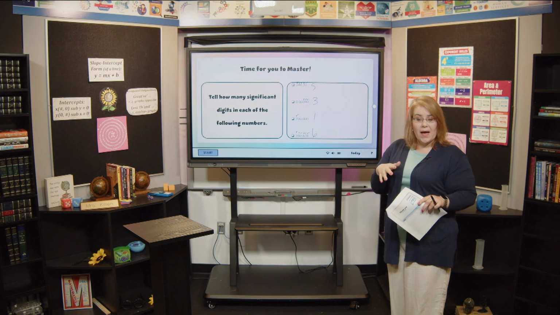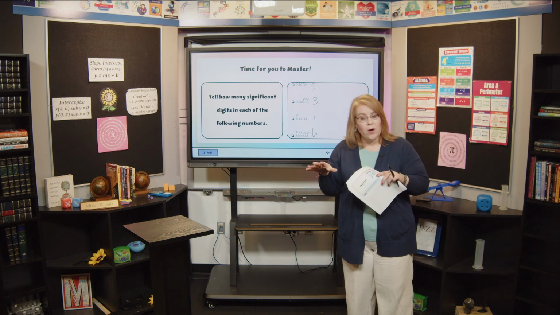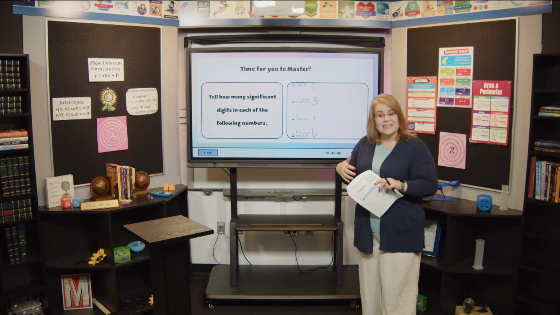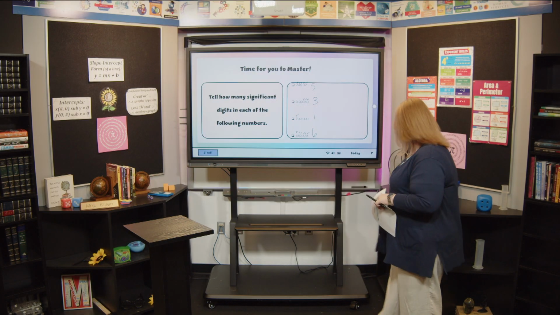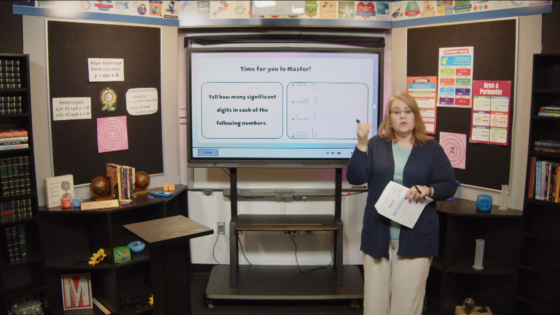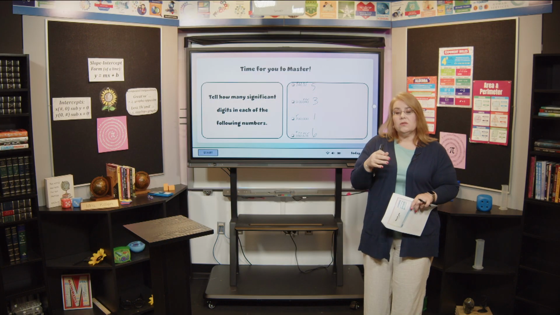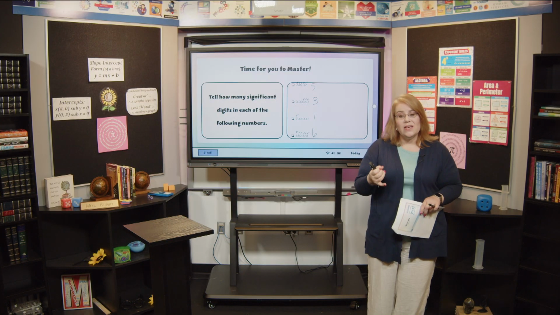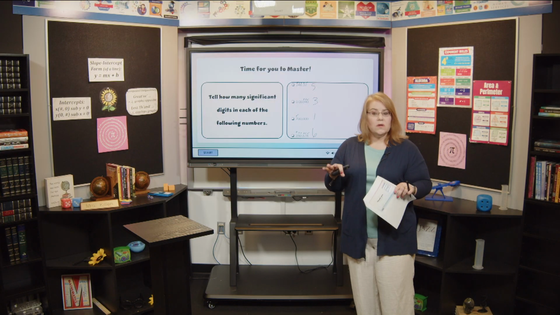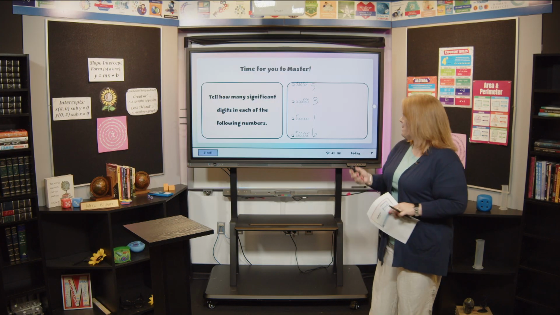Does yours look like mine? If not, turn to your table partner. Talk about it and see what we did, what maybe we didn't see, and let's compare. We always want to make sure we're looking for decimals. If decimals, right to left. We're also looking to see if we have leading zeros or trailing zeros. You always want to make sure that you're noticing all of this.